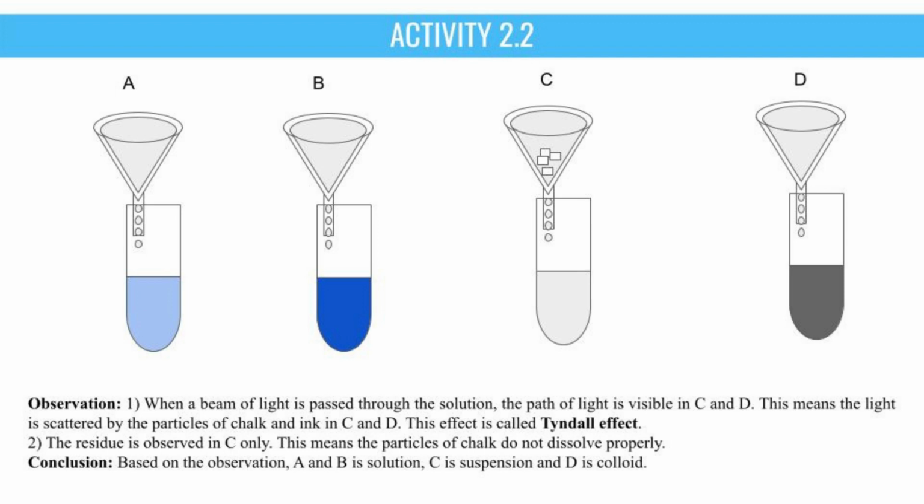Conclusion: based on the observation, A and B is solution, because there is no scattering of light and no residue on filter paper. C is suspension, because it shows scattering of light and residue is observed on filter paper. And D is colloid, because it shows scattering of light but no residue is observed on filter paper.